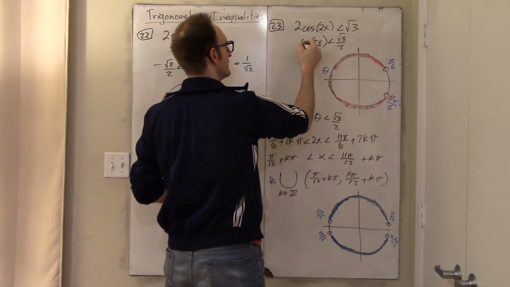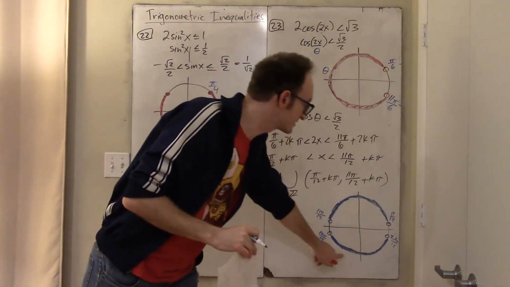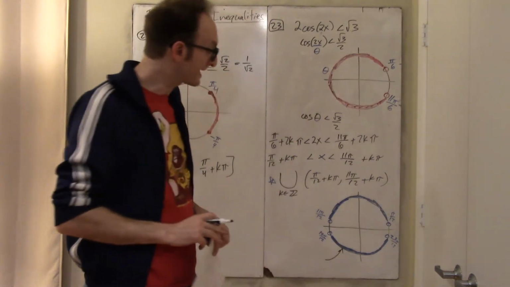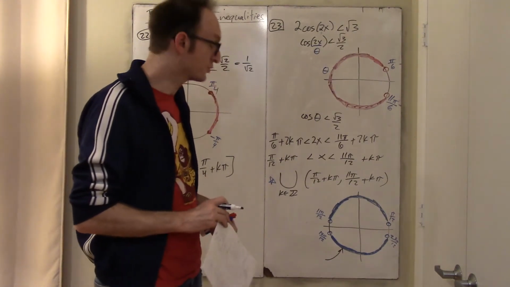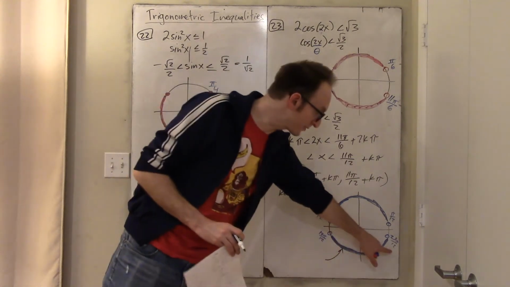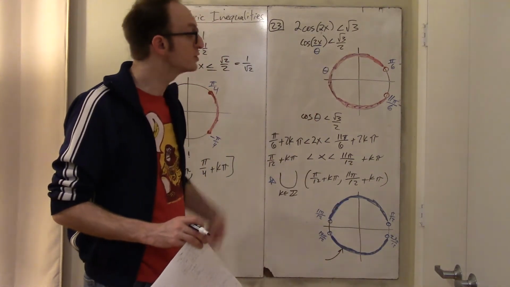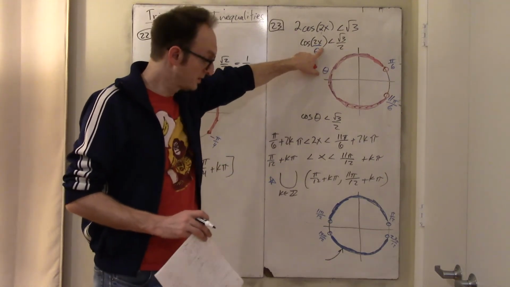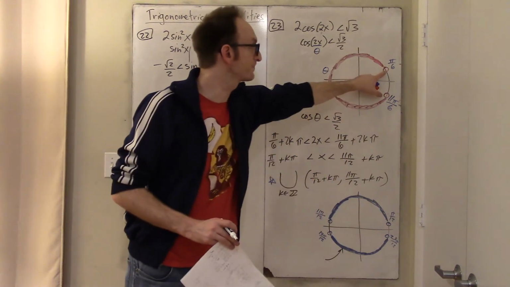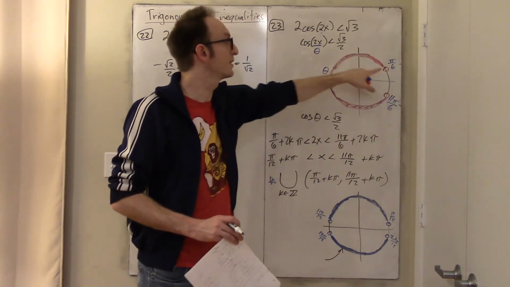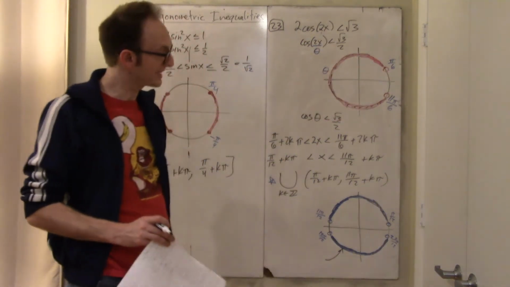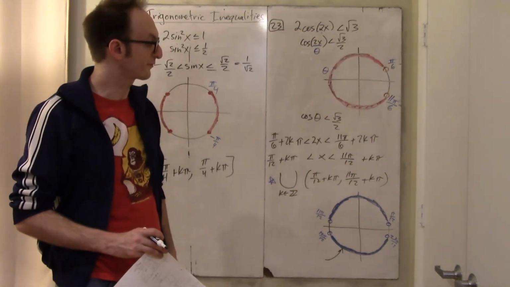Okay, because you might have missed, I guess what I'm trying to say is you might have missed this second bit here, because it is true that for x values between 13 pi over 12 and 23 pi over 12, when you multiply them by 2, you end up at 13 pi over 6, and it is true that from 13 pi over 6 to 23 pi over 6, the cosine is less than root 3 over 2. But you might have forgotten about that.